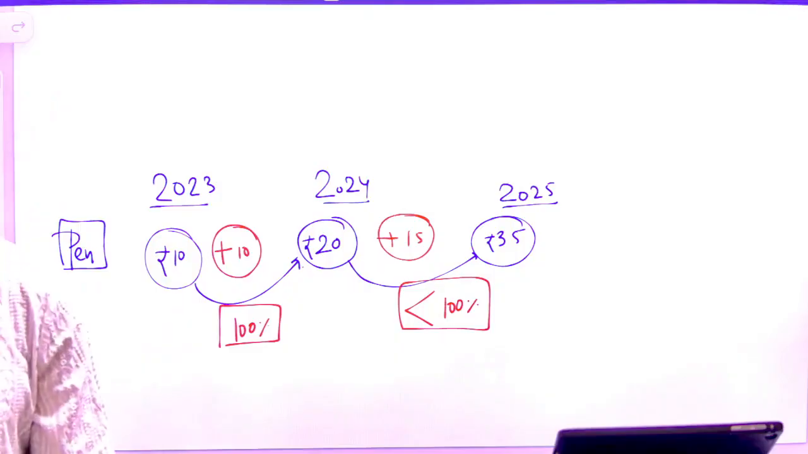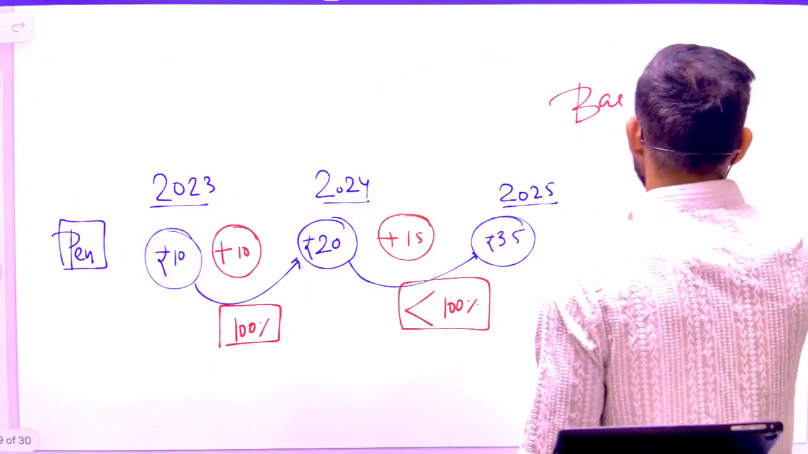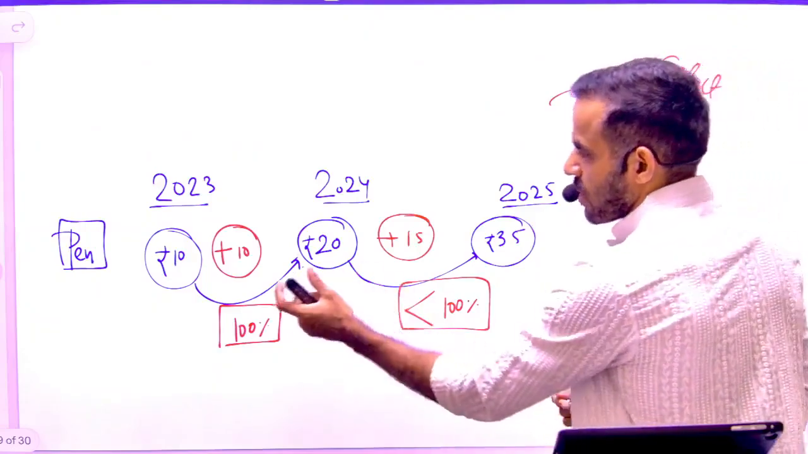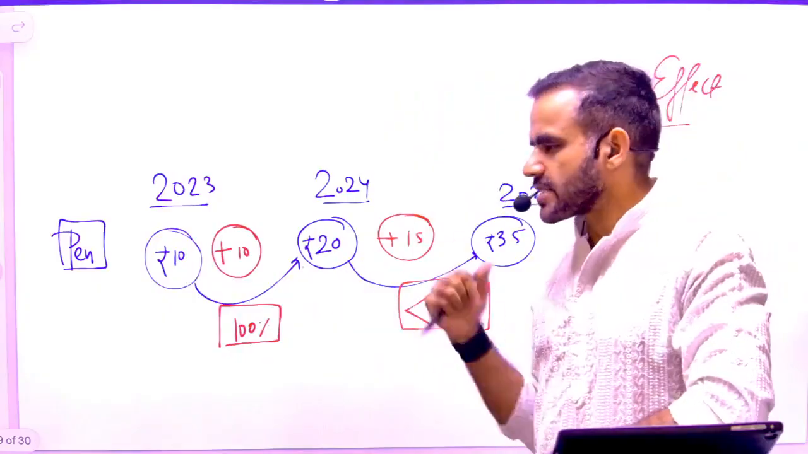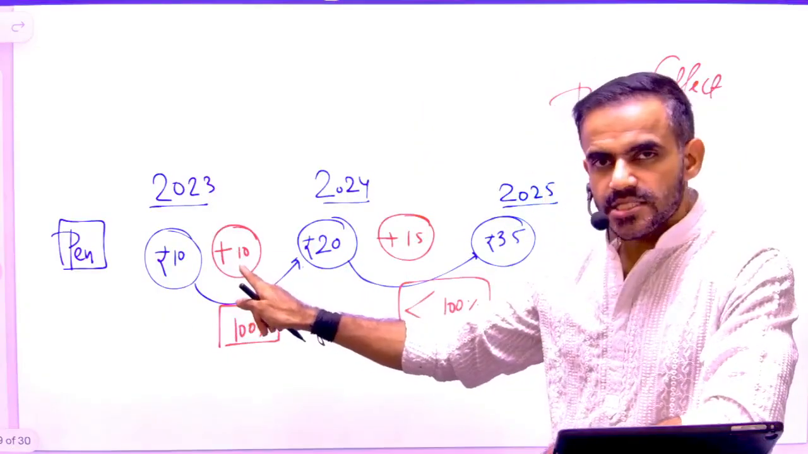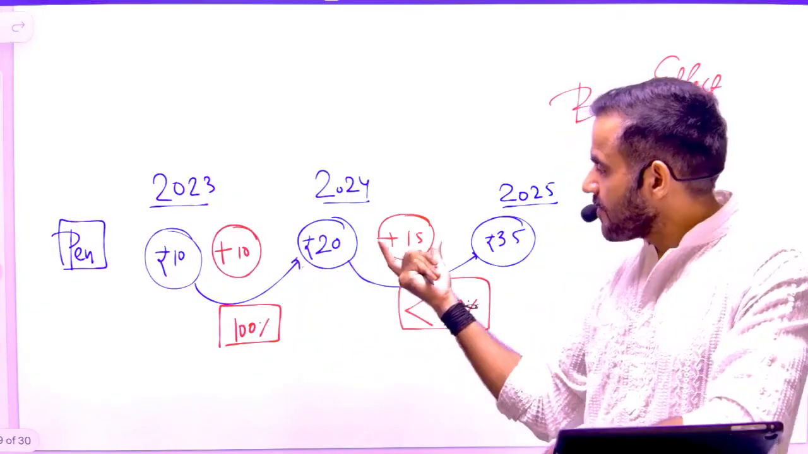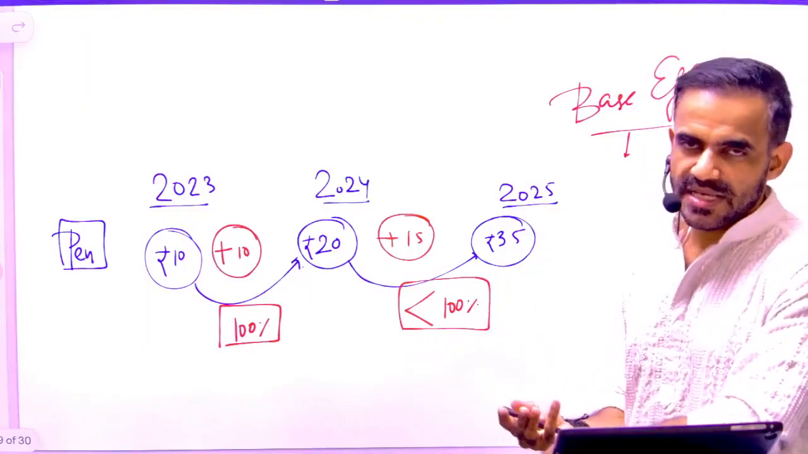So this is happening because of the base effect. In a very simple sense, understand it this way. What is base effect? Base effect simply means that because of the smaller base, this 10 rupees is a small base in comparison to 20 rupees, a minor change will appear significant. Because of a bigger base, even a bigger change will appear smaller. That is the concept of base effect.